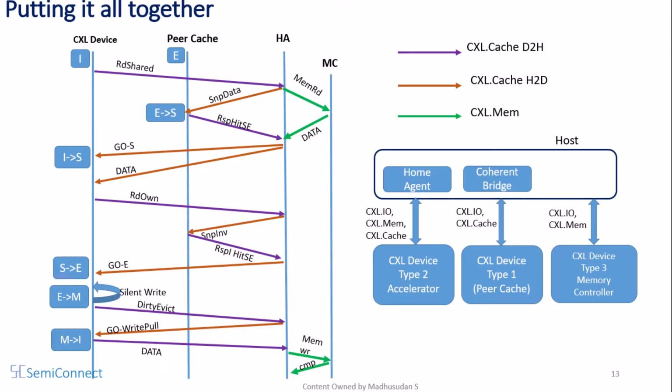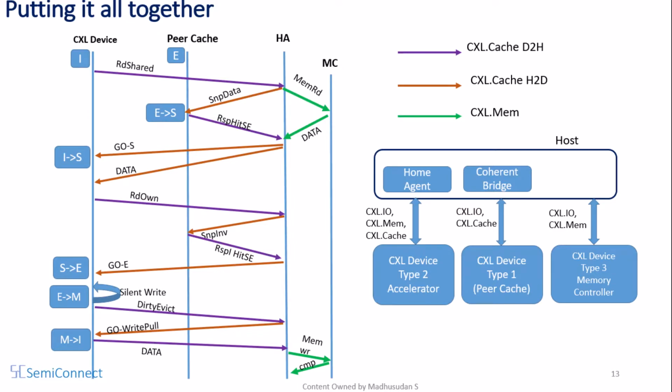And now the CXL device can actually start silently writing or silently modifying this cache line however many times it wants, and it moves this particular cache line from the exclusive state to the modified state and keeps writing as many times as it wants. Once done, it has to now evict, and it's a dirty evict because it has been modified, so it sends the dirty evict information to the home agent. And again, the home agent in turn says go write pull, which means the home agent is now ready to receive this data that is going to be sent by the CXL device, because this data has to be now written back to the main memory as part of the eviction, right?